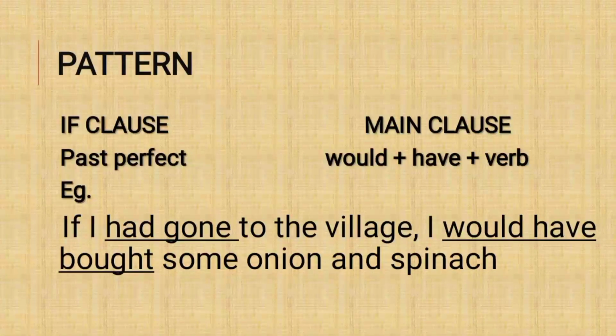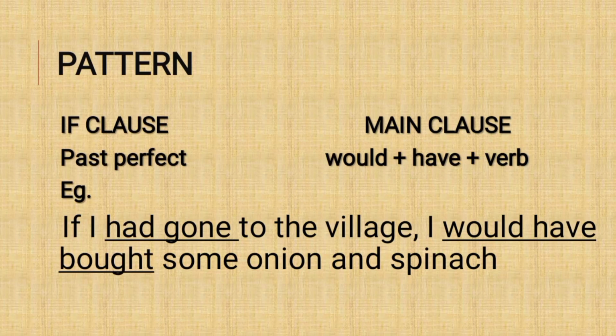So let us look at the pattern now, the pattern for the impossible condition. In the if clause, we have past perfect. Then in the main clause, we have would plus have plus verb. But this verb now should be in past tense.